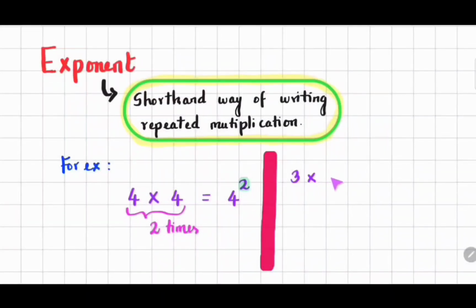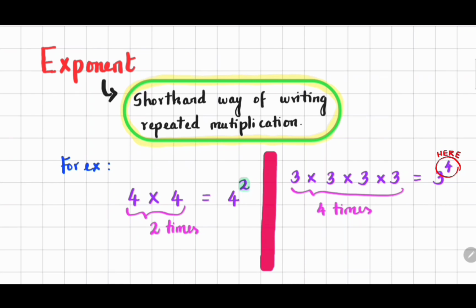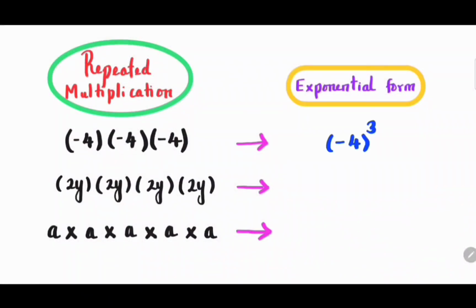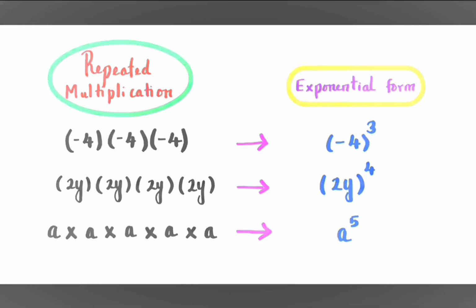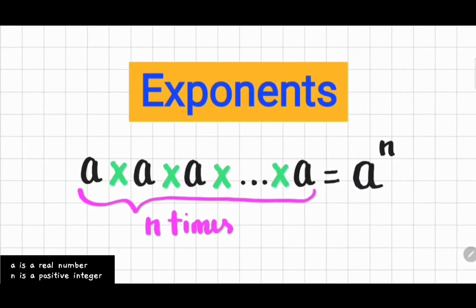Here is another one. 3 times 3 times 3 times 3. This 4 on the 3 says that four 3's are being multiplied together. In words, 3 to the power 4. It works for other numbers and expressions too. So, in general, we can write n a's multiplied together as a to the power n.